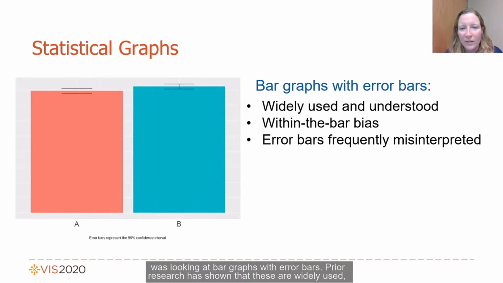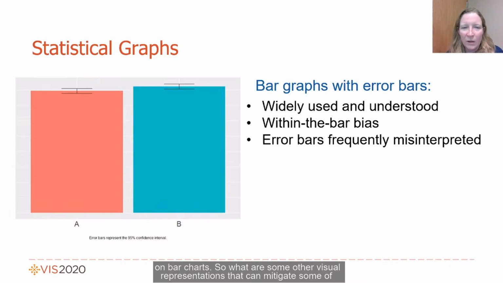So prior research has shown that bar graphs are widely used and widely understood. People tend to have high confidence when interpreting bar graphs. However, they're also subject to known biases, such as the within-the-bar bias, where people judge points that fall within the bars as being more likely than points that fall outside of the bars. Also, as I mentioned before, even experienced researchers frequently misinterpret error bars on bar charts.